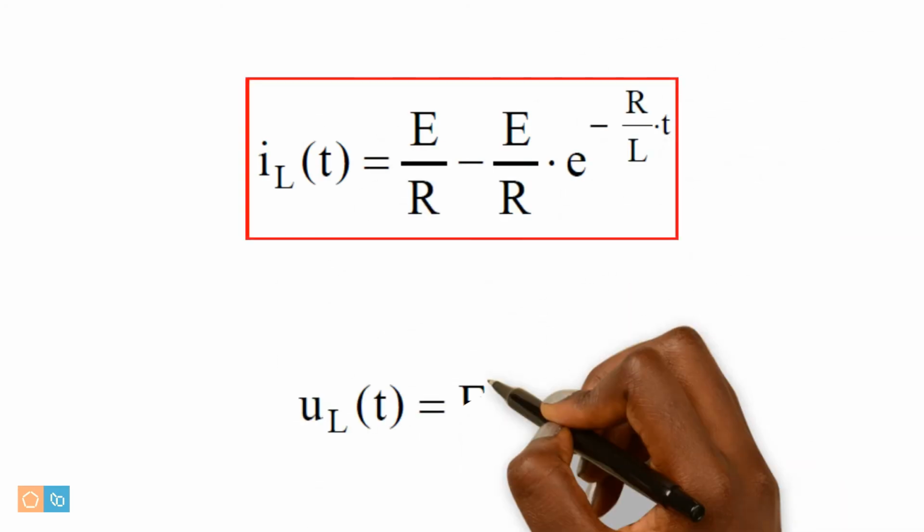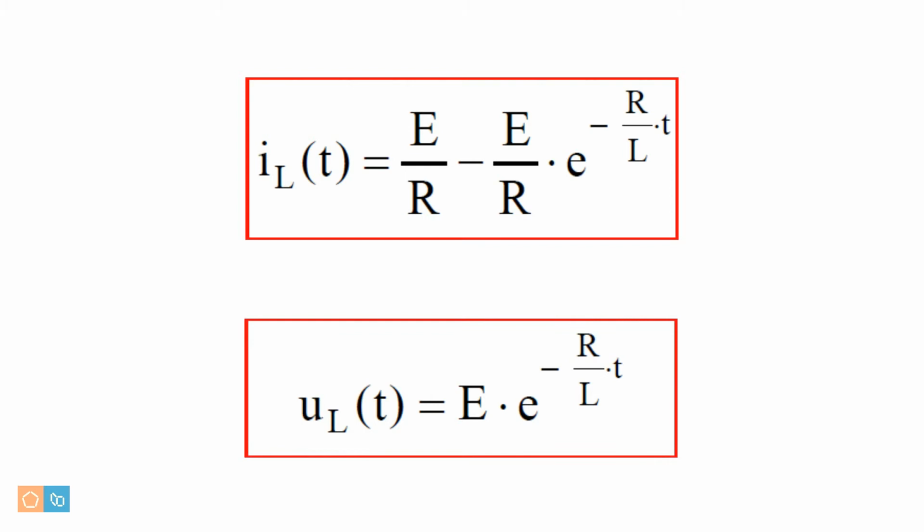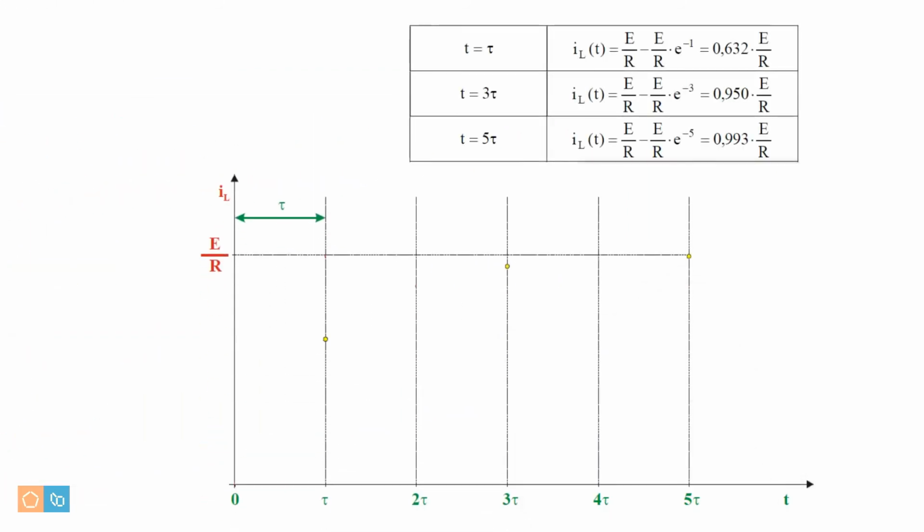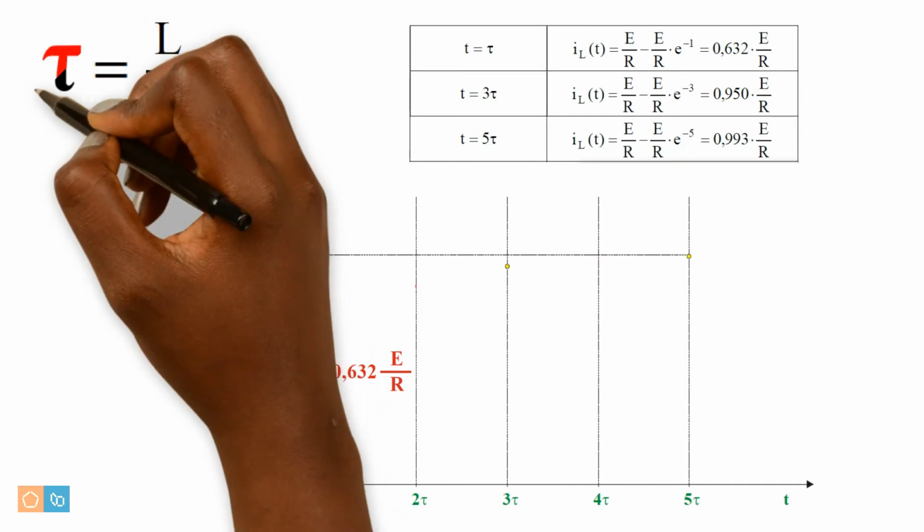Cutting things short, these are the equations that translate the forced response of a first-order RL circuit. But now, let's analyze the graphic representations of these expressions. After a time equaling L divided by R, the current through the inductor with an initial value of 0 reaches 63.2% of the value of E divided by R. This time period, L divided by R, is called time constant, which is represented by the letter tau.